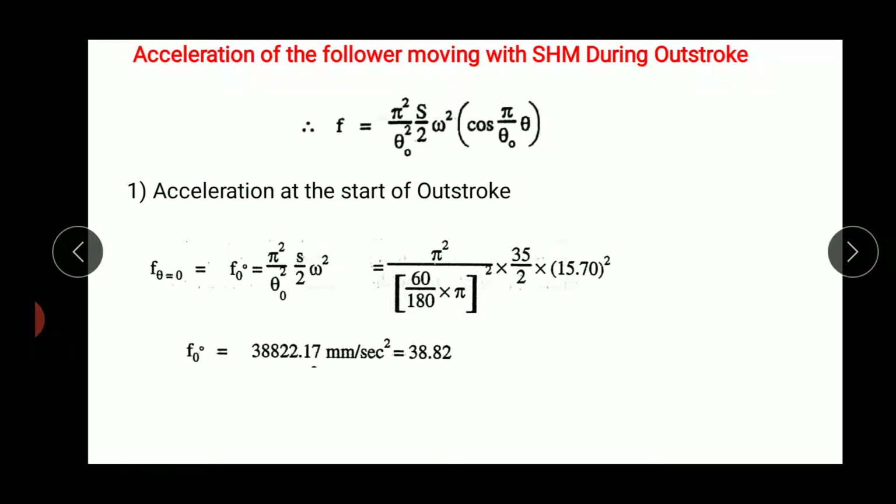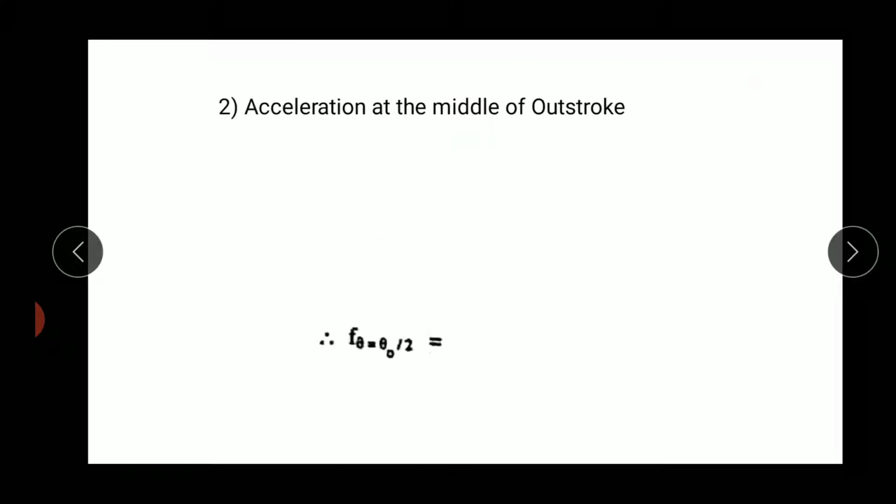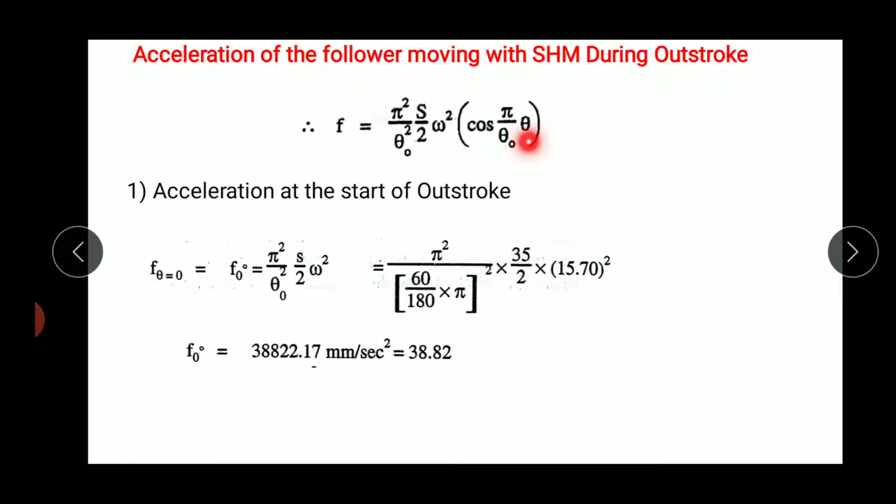Okay, now next is acceleration at the middle of the out stroke. At the middle of the out stroke, that is theta o by 2. When you put theta o by 2 over here, theta o will get cancelled and pi by 2 will remain. You are calculating over here on the right side of your sheet. So cos of pi by 2 is 0, as it is in multiplication with other factors. So acceleration will become 0 at the half of the out stroke. So acceleration will be 0 at the middle of the out stroke.